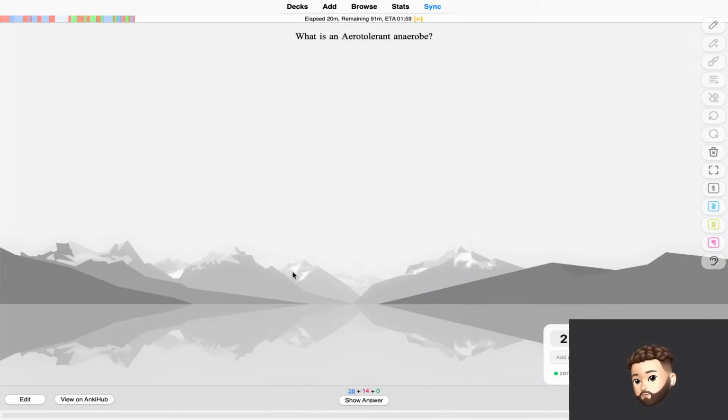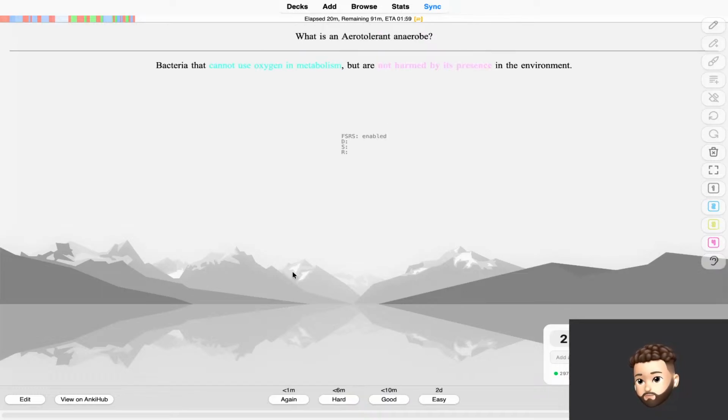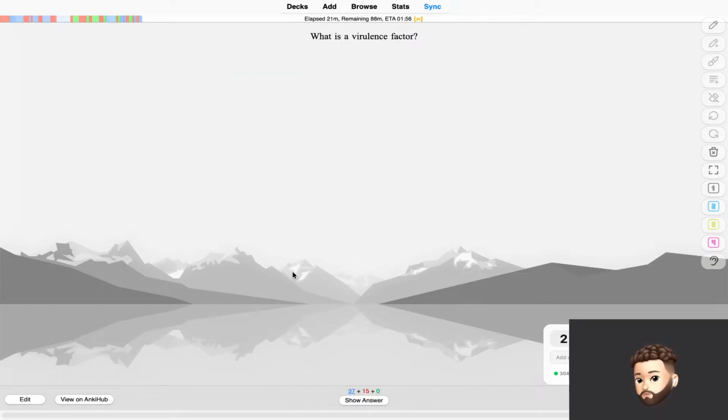What is an aerotolerant anaerobe? An aerotolerant anaerobe is an anaerobe that can use either anaerobic or aerobic respiration, so it won't die in the presence of oxygen. Oh, damn. So I don't know. Maybe it's facultative anaerobe that can use both. What is a virulence factor?